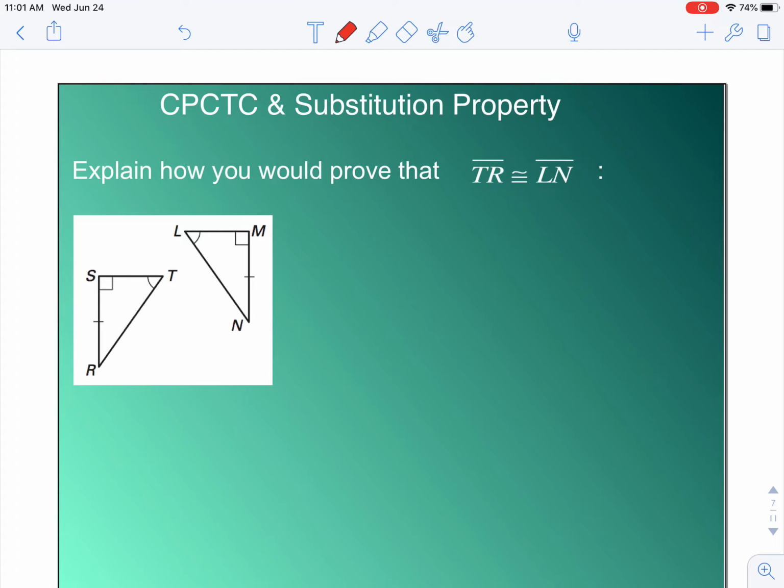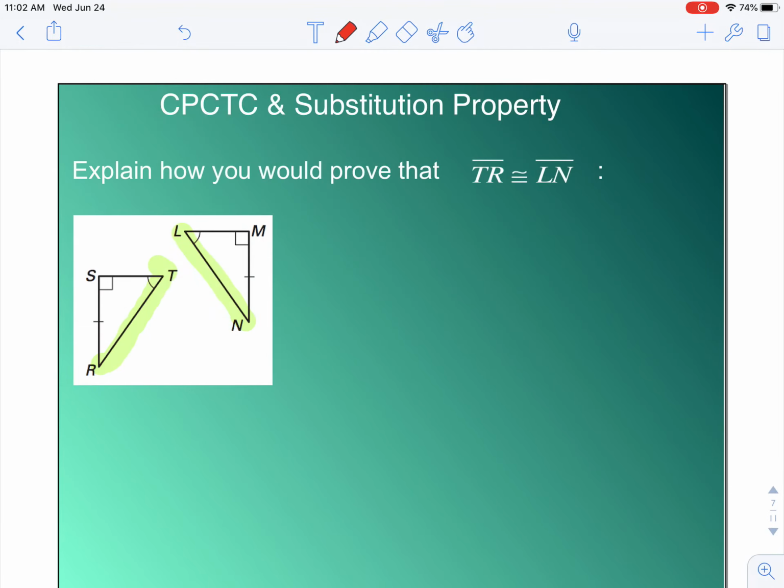Okay, so let's explain how we would prove this. What we are trying to prove here is that TR is congruent to LN. We don't have that marked, and we can't just say they're congruent because they look congruent. But what we can do is try to prove the two triangles are congruent. So can we do that? Well, let's see what we have.